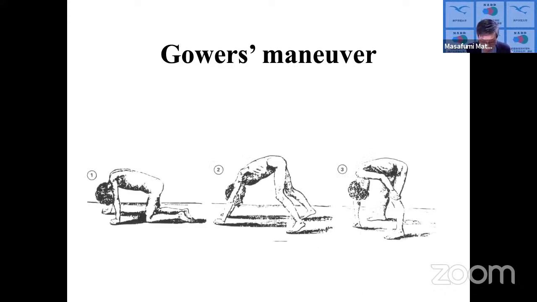This slide shows the Gowers maneuver. This is a typical sign of muscle weakness, and all DMD patients show this maneuver. The patient has a difficulty in standing up from the floor. He needs a support of hand to extend his body. However, this sign appears late. So it's a suggestion to diagnose before this sign appears. Then how can we diagnose DMD in early stage?